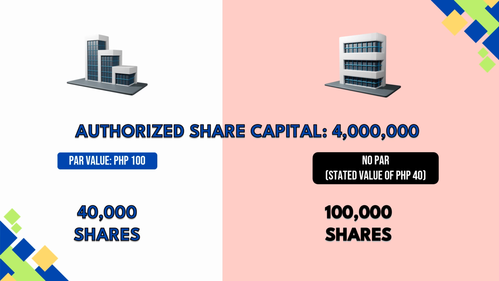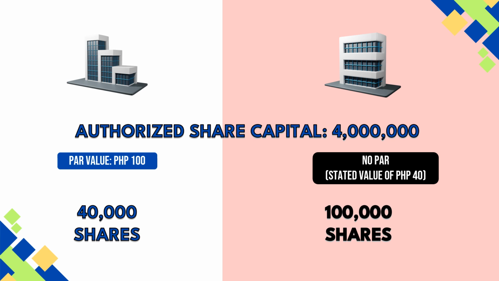So let's look at this simple equation just so that we understand how it works. So we have two corporations, Corporation A on the left and Corporation B on the right. Both of them have authorized share capital of 4 million pesos. The first thing I want you to understand is how do you get the number of shares that's related to each corporation. And it's actually very simple. Kapag par value, meaning it's 100 yung par value per certificate, all you have to do is divide 4 million by 100. And therefore, for Corporation A, they are authorized to be able to issue around 40,000 shares.